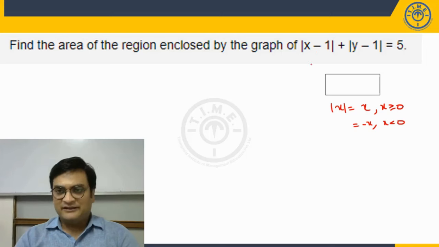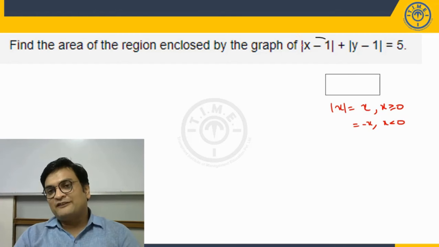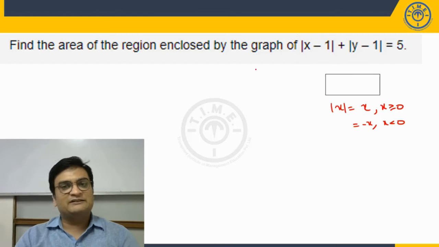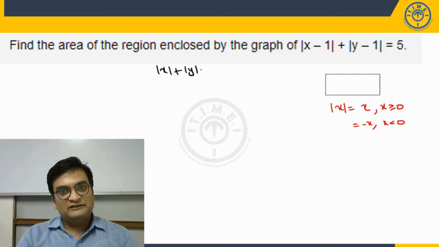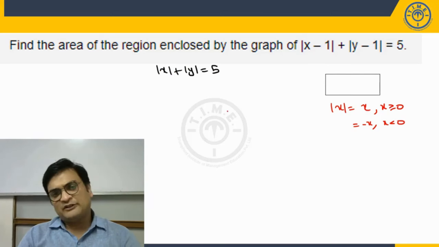The expression would change its sign. The same thing happens for y minus 1 also. Now there's one more point I would like to share here. Instead of taking x minus 1 and y minus 1, let us simply take mod x plus mod y equal to 5. I'll tell you why.